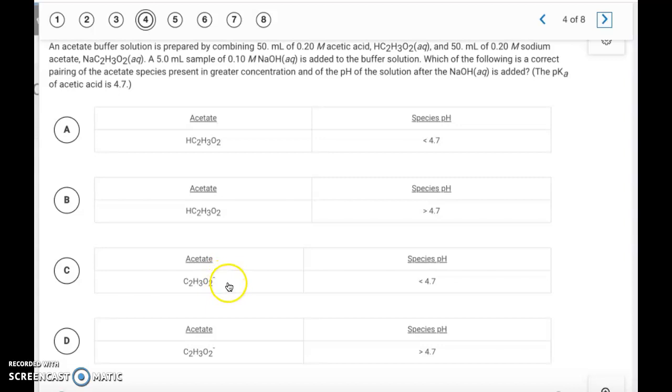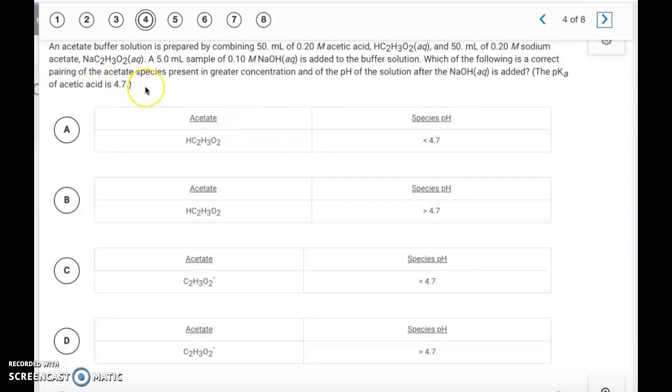And then since we're causing a shift to the right, we're going to have more of the conjugate base than we do of the weak acid. So that's going to drive the pH up a little bit. So it's going to be slightly greater than 4.7. We have more of the acetate ion, or conjugate base, and it's going to make the pH just a little bit greater than 4.7.